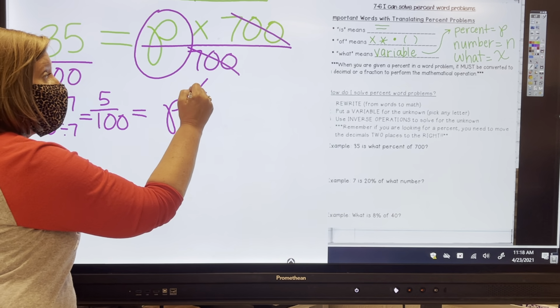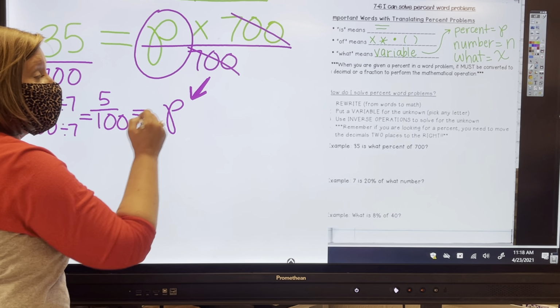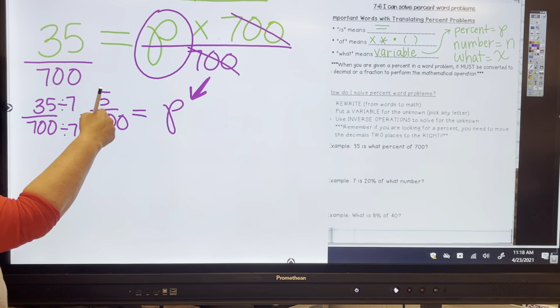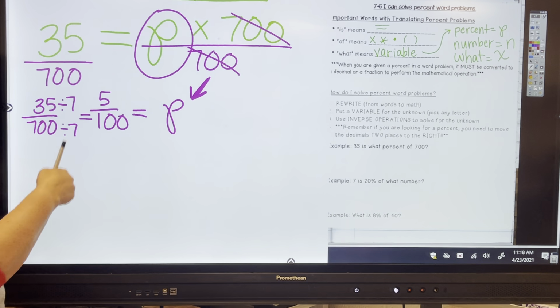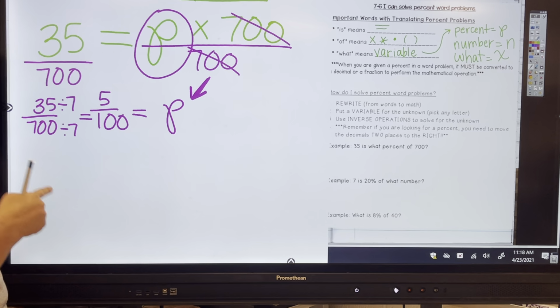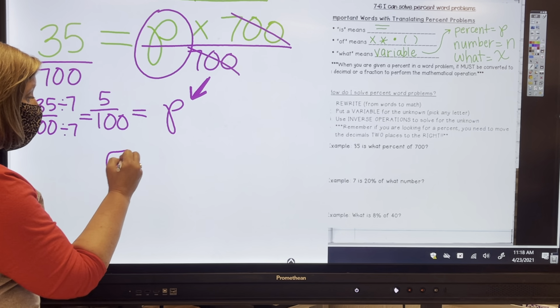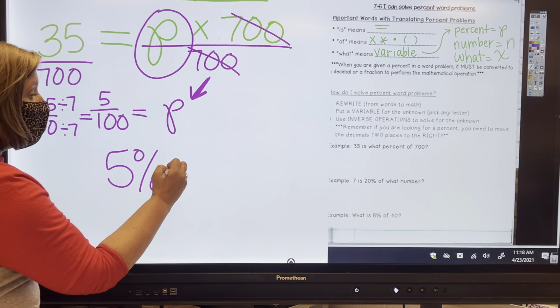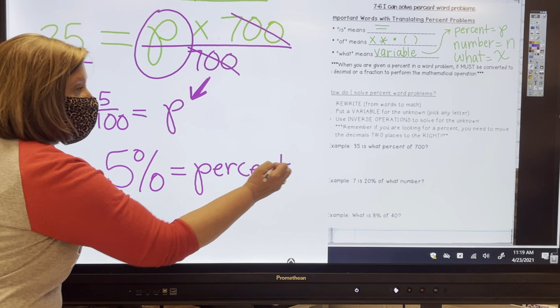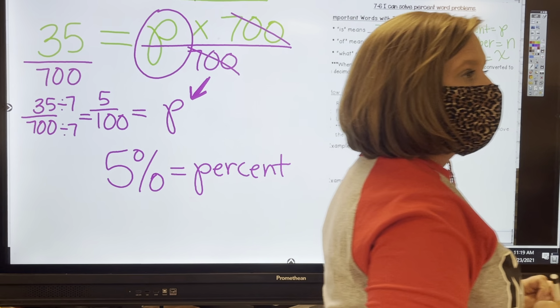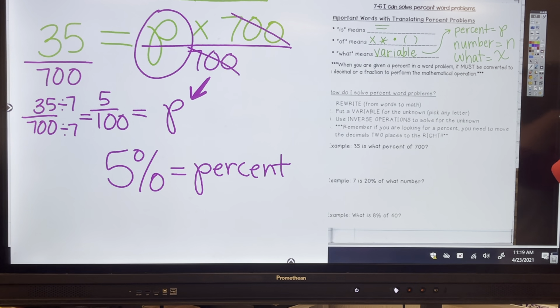I've got a P here because I'm looking for a percent. Is 5 100ths a percent? No. What is my percent? 5. It's the number over 100. So 5% equals the percent. So it's 5%.